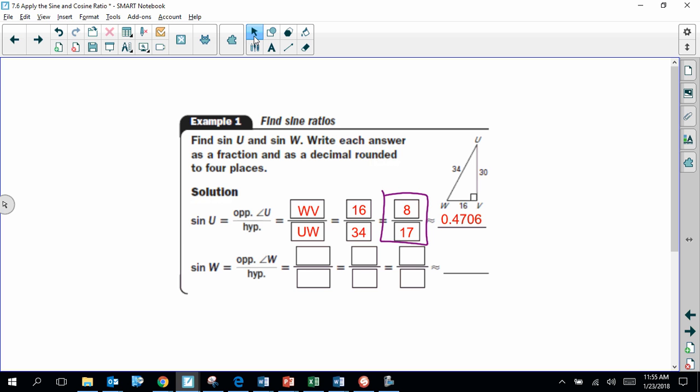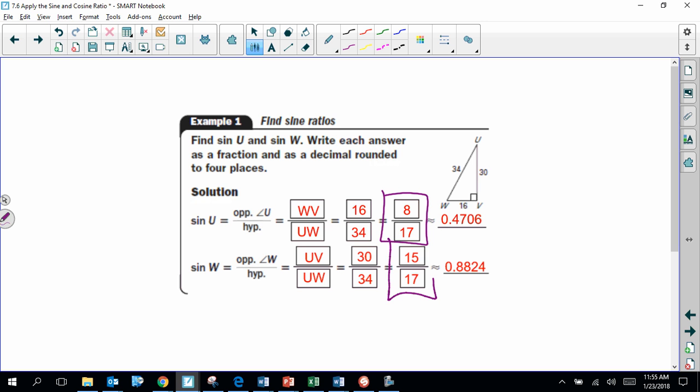So now looking for the sine of w, again, the reference angle is changing, so now w is our reference angle, so the side opposite of that is going to be side uv, and the hypotenuse is still the hypotenuse. Substitute the values, simplify your fraction, and the associated decimal value rounded to 4 decimal places for our trig table is 0.8824. But again, for us, we would be more interested in the actual fraction rather than the corresponding decimal number, because we would prefer to work with exact numbers, which is what the fractions would be, rather than a rounded decimal number whenever possible.